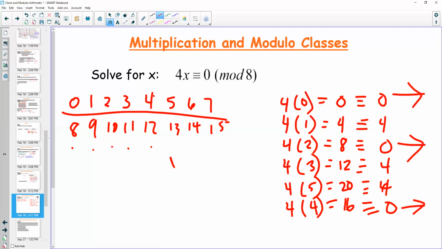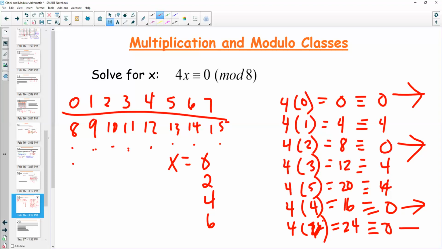So the answers here, x could be 0. It could be 2. It could be 4. It could be 6. But it can't be anything after that. 4 times 6 would be 24, right? Also equivalent to 0. Because I can go to 7 next, and then I'm out of digits. So these are the only choices here, okay? These are my answers. That's going to happen.